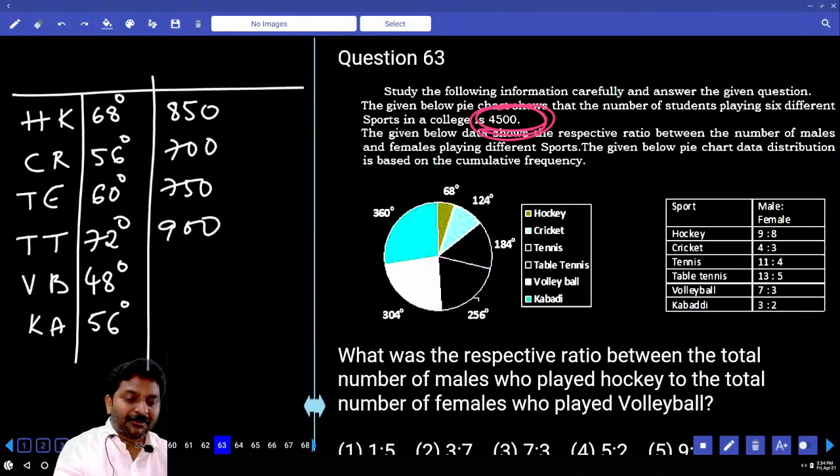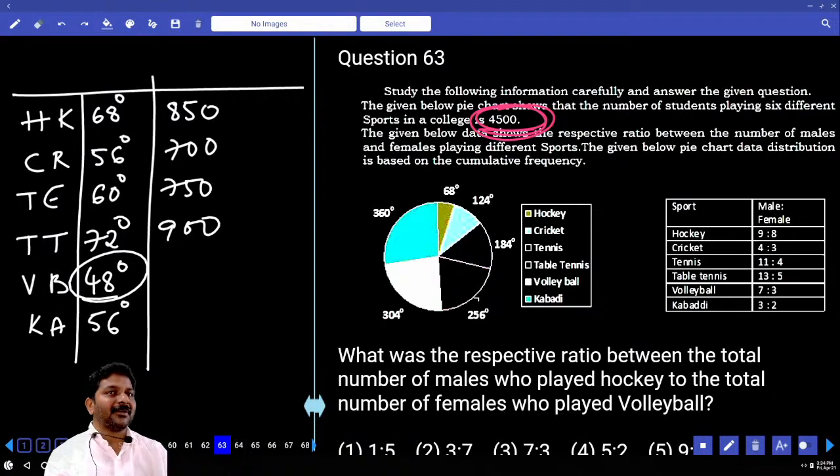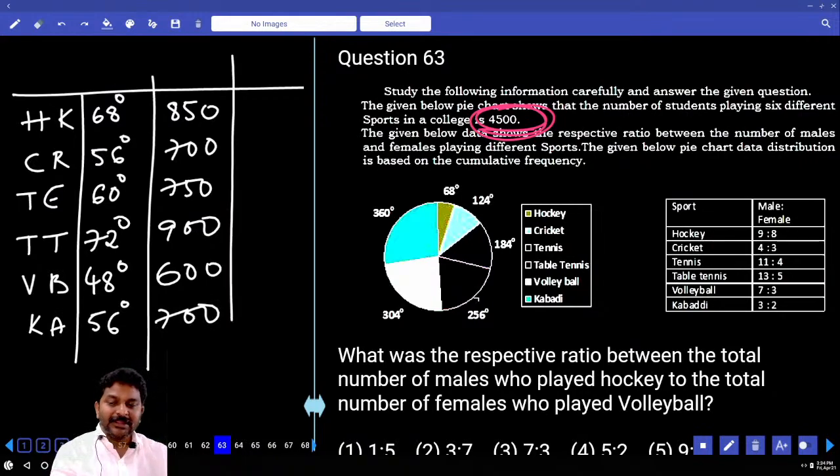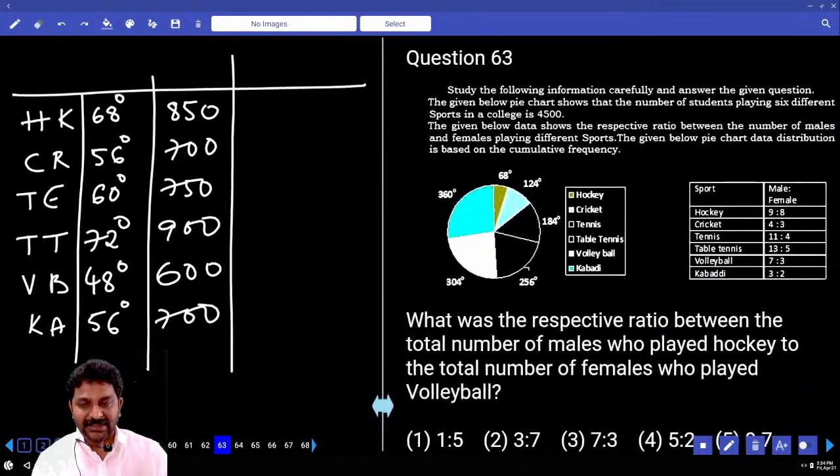48 degrees divided by 4, 12, into 5, 60 and then a 0. 56 degrees already calculated. 700. Yes. Now these are all total players in those respective games.